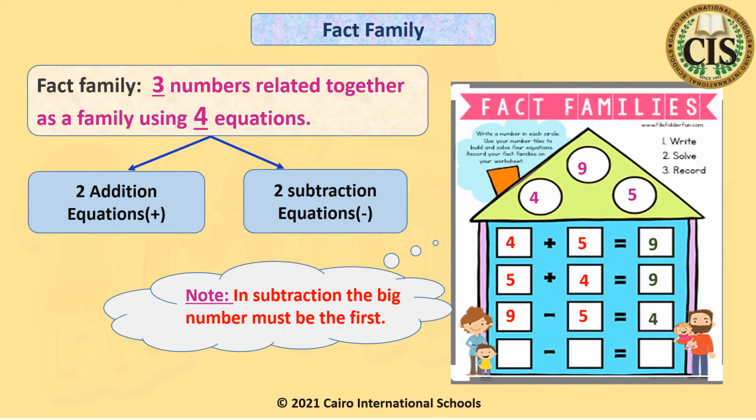The last subtraction equation will be equal to what? 9 also, but 9 minus what? 9 minus 4. 9 minus 4 equals what? It will be equal to the third number in the family, which is 5. So 9 minus 4 equals 5. 9 minus 5 equals 4.